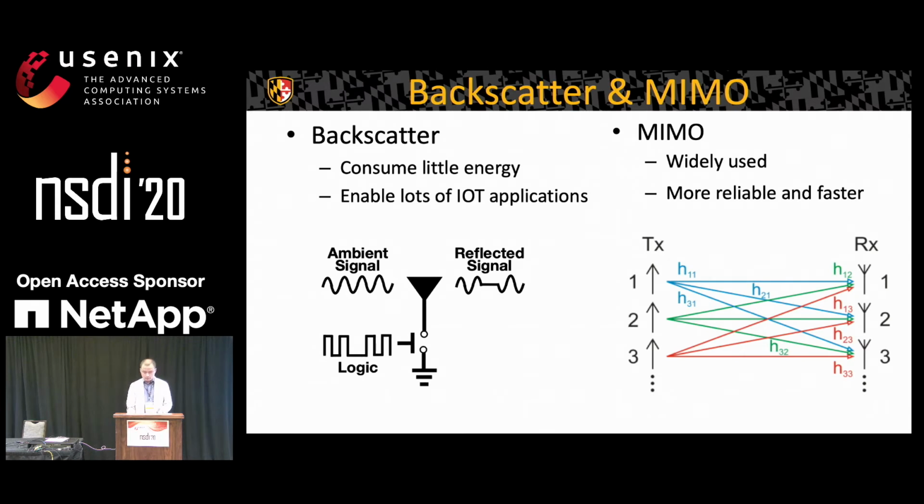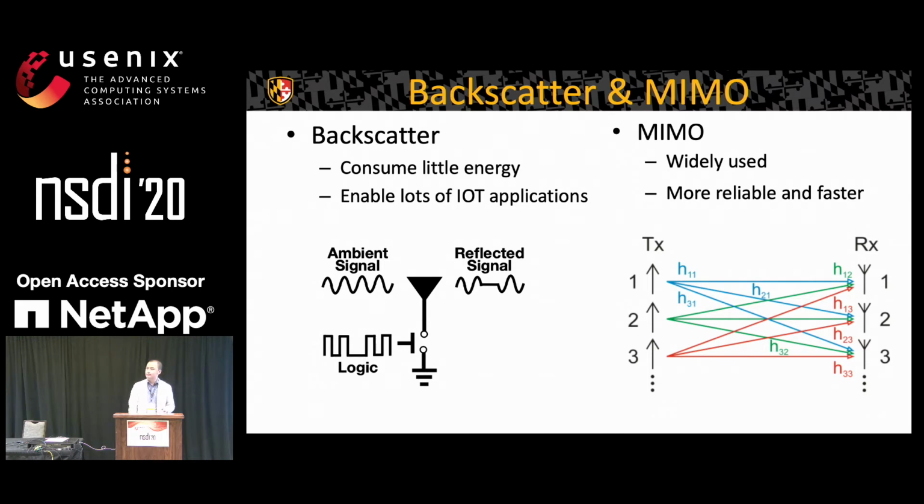Firstly, I briefly introduce the Backscatter and MIMO. In the last few years, Backscatter has been proposed to transmit data on ambient signals, such as LTE, Bluetooth, Wi-Fi, LoRa, FM radio, and so on. By using a switch, the Backscatter device can consume very little energy and also enable lots of IoT applications, such as device tracking, smart homes, and smart health.